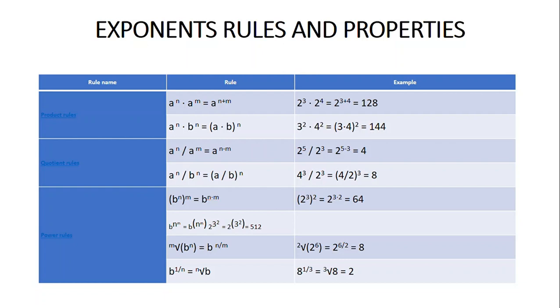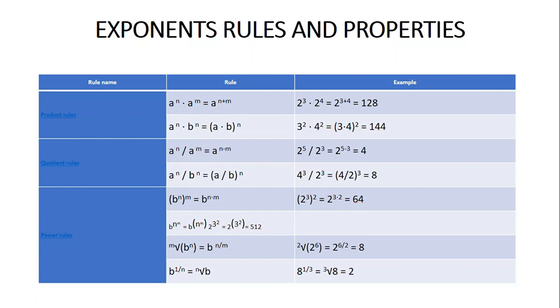Let's check the example. 2 to the third power to the second power. It's going to be 2 to the 3 times 2. In other words, 2 to the sixth power. And 2 to the sixth power, remember, is a repeated multiplication, then it is 64.